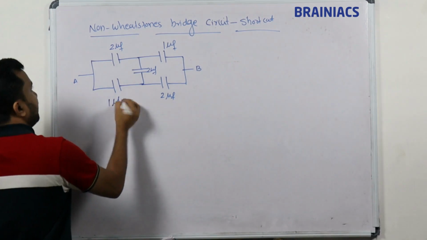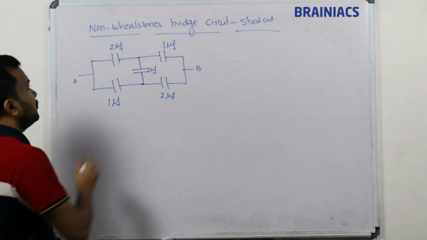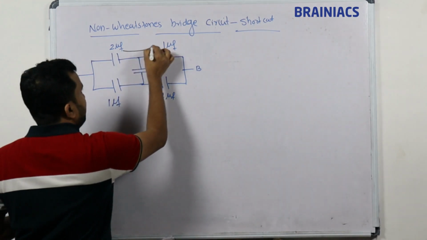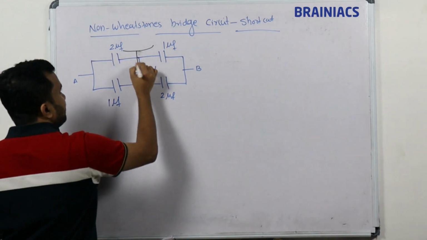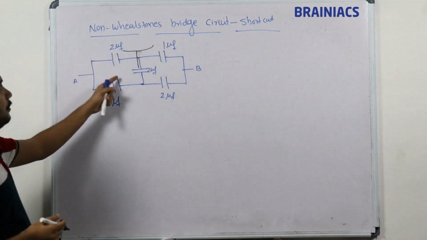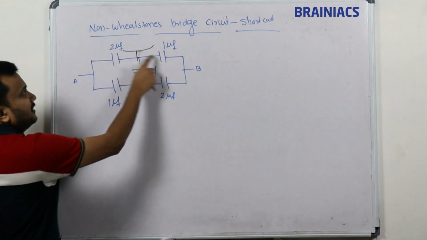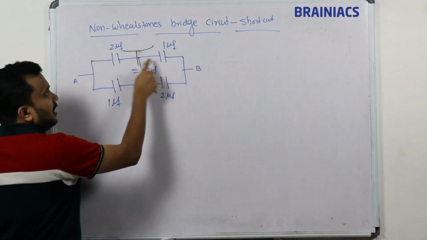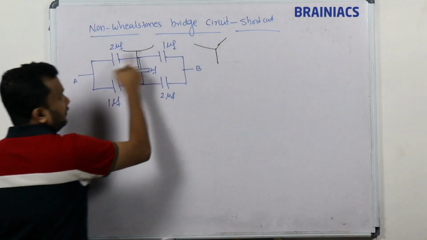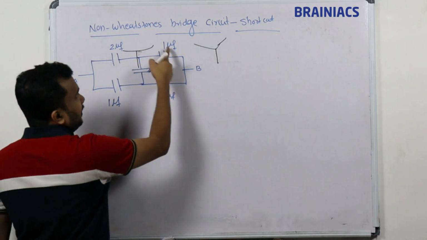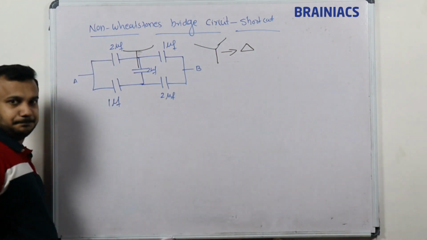So 1 microfarad. Now look, you can see one T-shaped structure here, right? This is a T-shaped structure, with 2 microfarad, 1 microfarad, and 2 microfarad. All together, this is a T-shaped or star network. And here 2 microfarad, 1 microfarad. We are going to convert this star into delta.